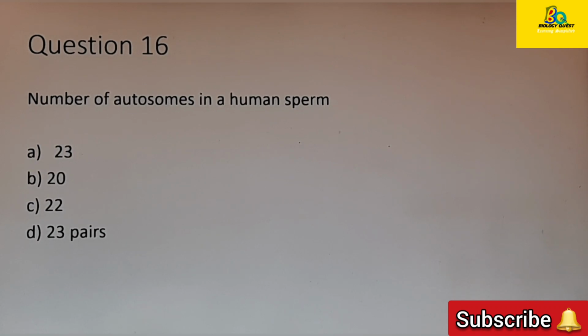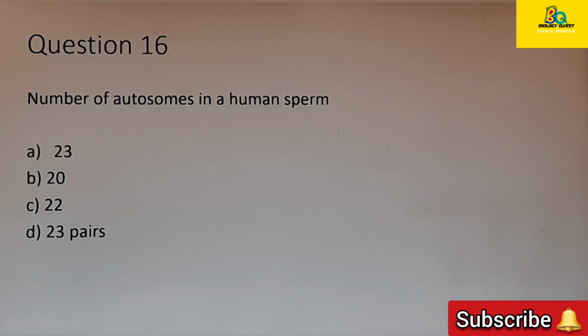Look at the options. What are autosomes? Before moving on to the options, what are autosomes? Autosomes are chromosomes that determine the bodily features or somatic features. Okay, so now move on to the options. Option A 23, B 20, C 22 and D 23 pairs. Which is the correct answer?